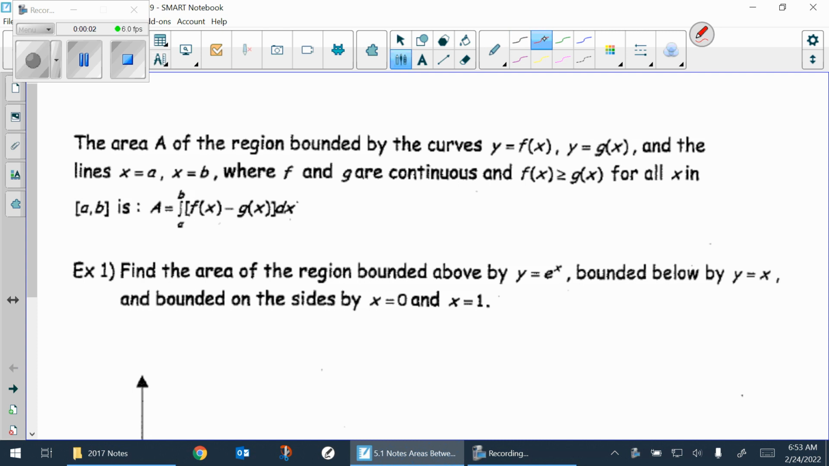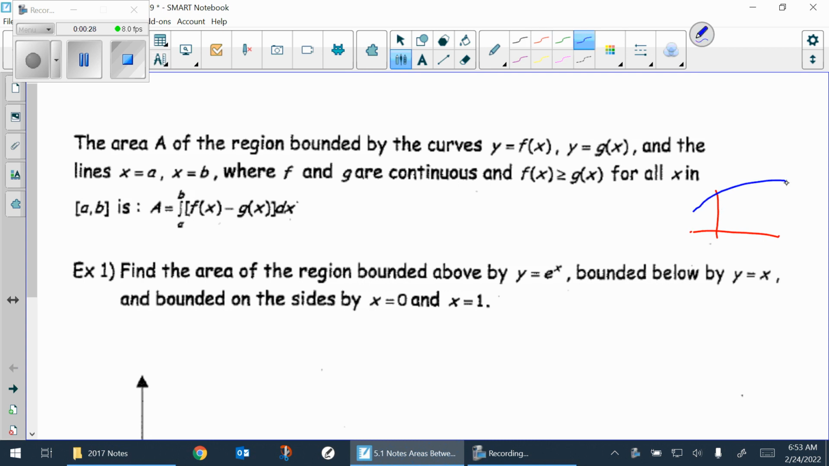All right, starting chapter 5 today. And in chapter 5, we're going to be working on areas and volumes. We're going to start with areas. Now, we've found areas before. And in order to find an area, we just took the integral of the function. We found the area between a function and the x-axis.